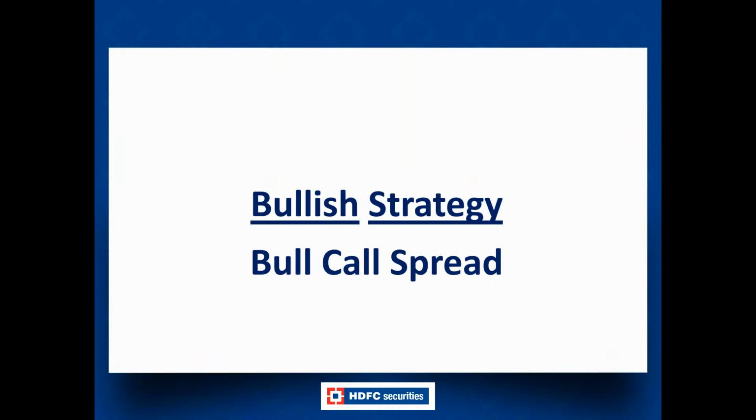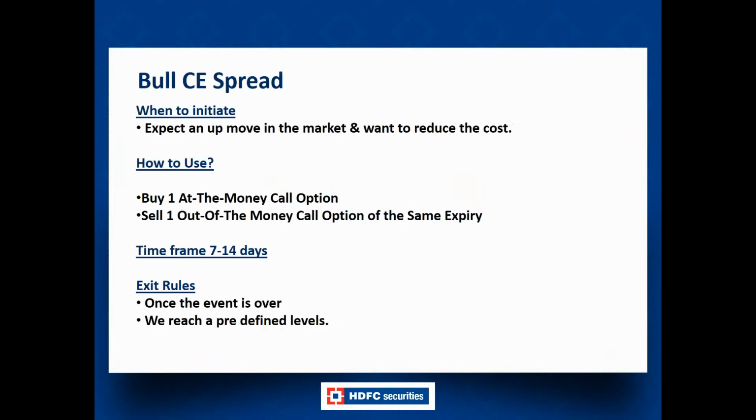If you have a bullish view, you can do a bull call spread strategy. Now, what is a bull call spread? If you expect an up move in the market and want to reduce the cost, you can initiate a bull call spread. You can buy one at the money call option and simultaneously sell one out of the money call option of the same expiry to reduce the cost. If you are doing this strategy for monthly expiry options, your time frame should be 7 to 14 days for the strategy to be profitable.